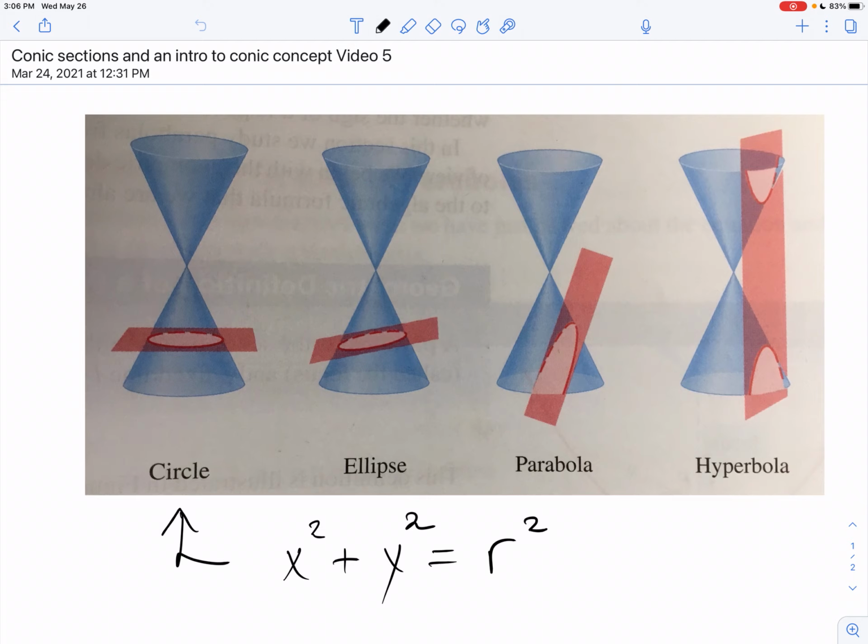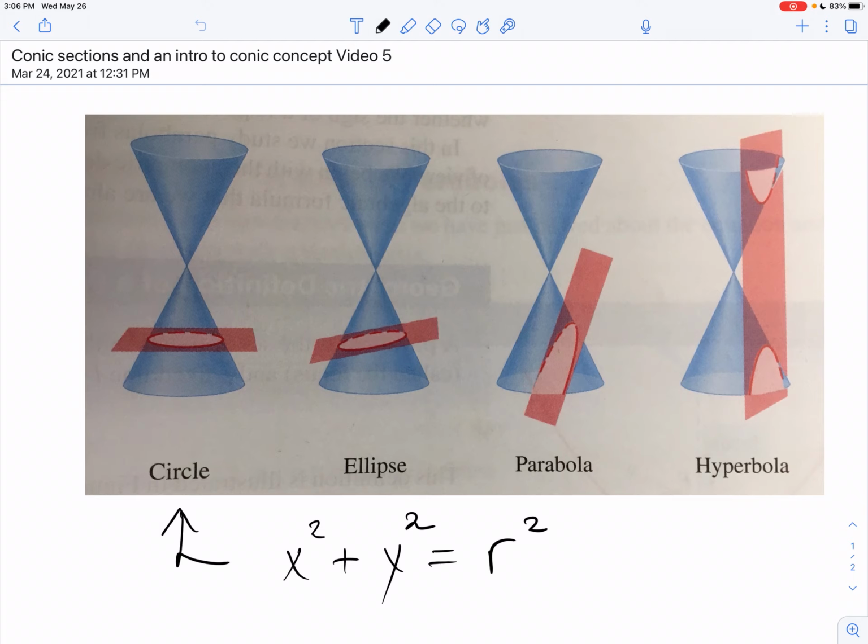Okay guys, here is something called conic sections, and I'm going to do an intro to this concept. I apologize in advance for the fact that it is extremely difficult for me to draw a perfect circle. So, we're going to start here with circles. Well, a circle is called a conic section. What do I mean by that?